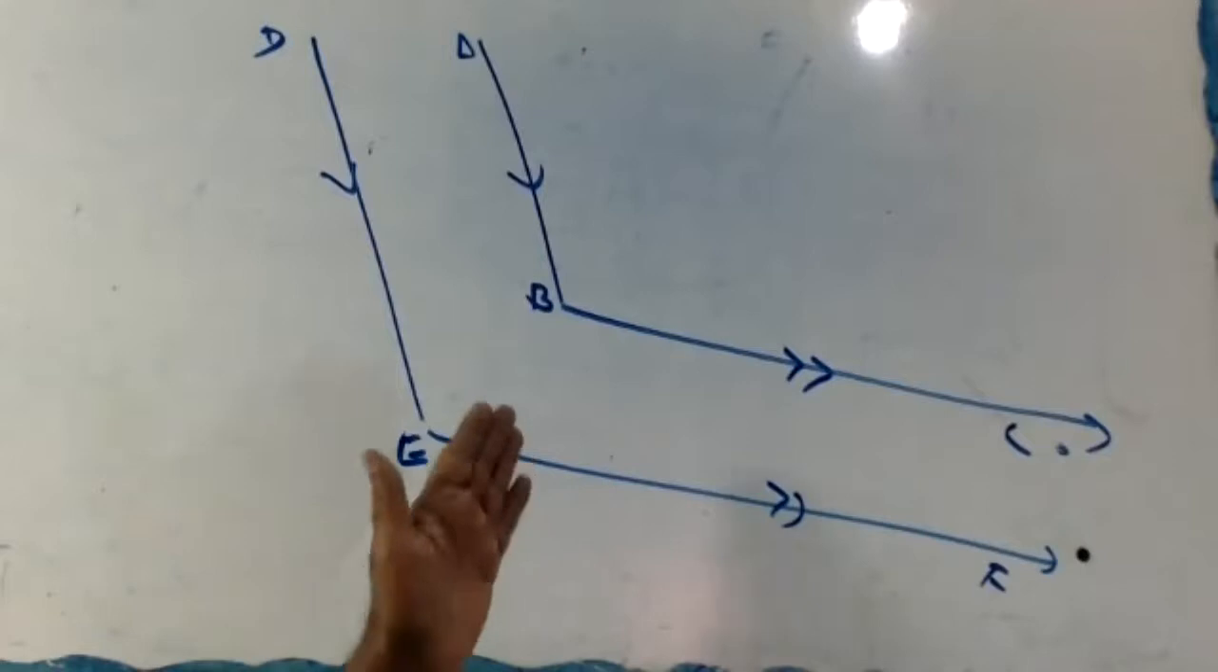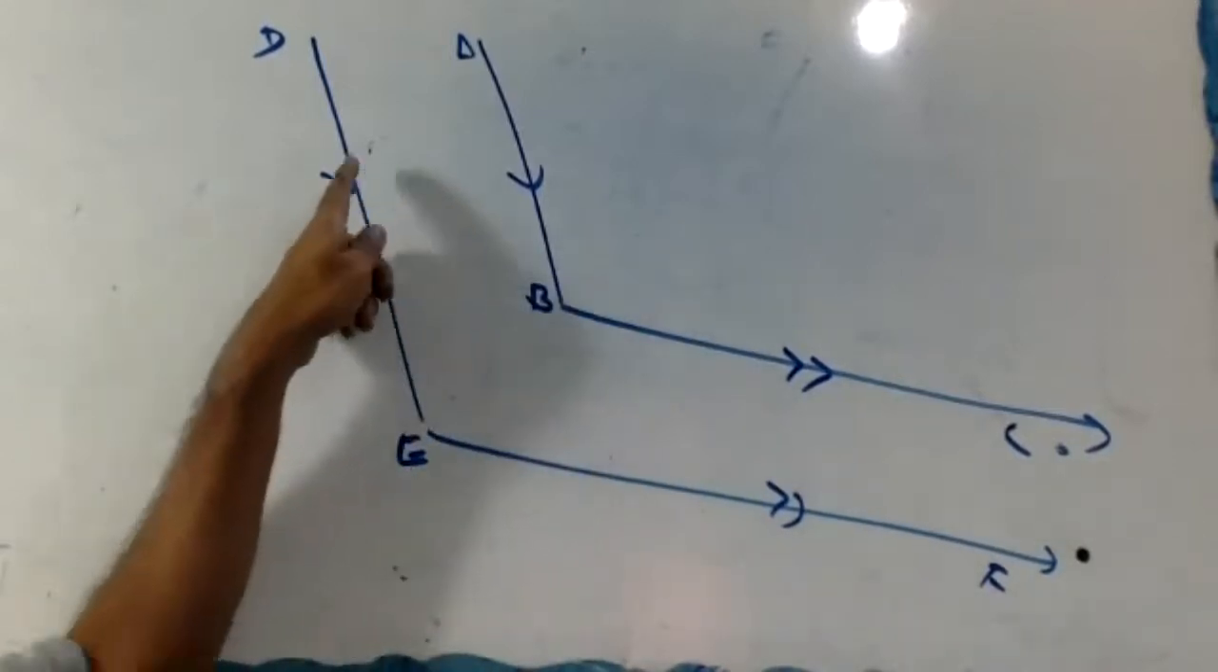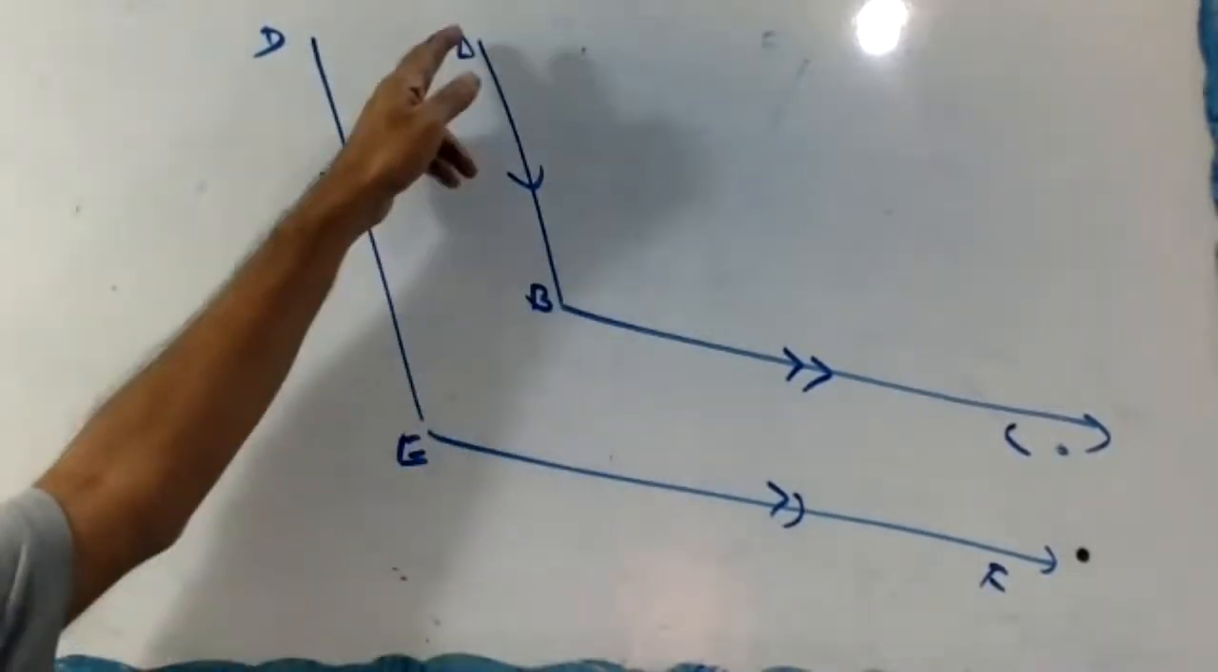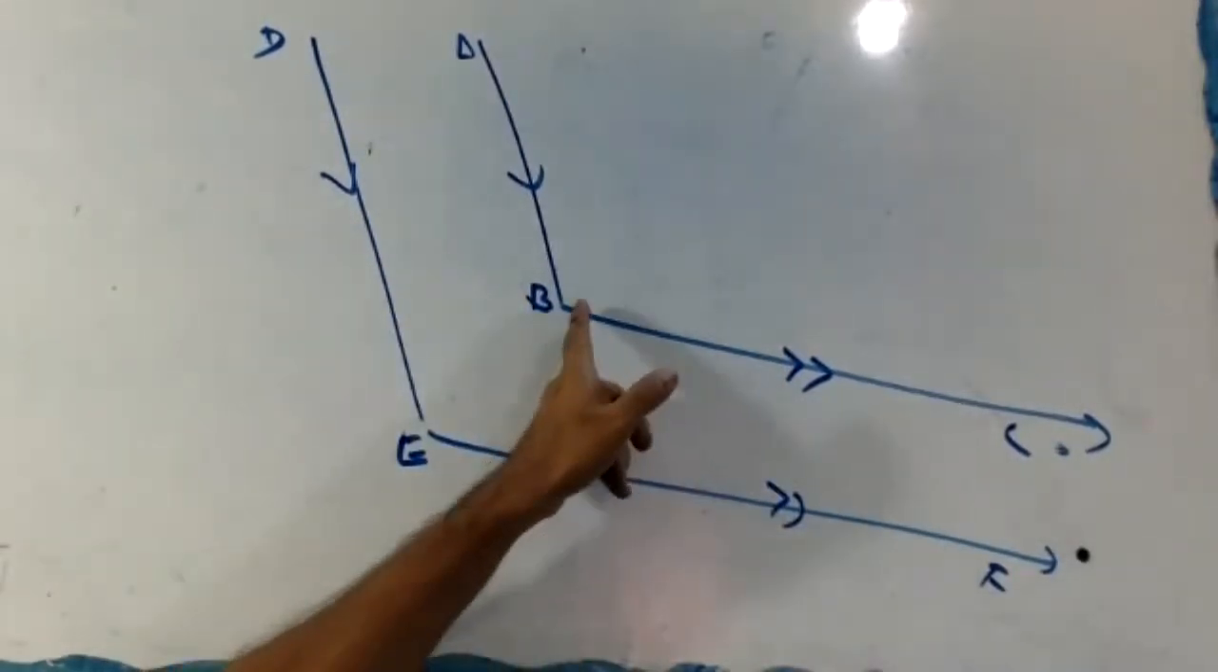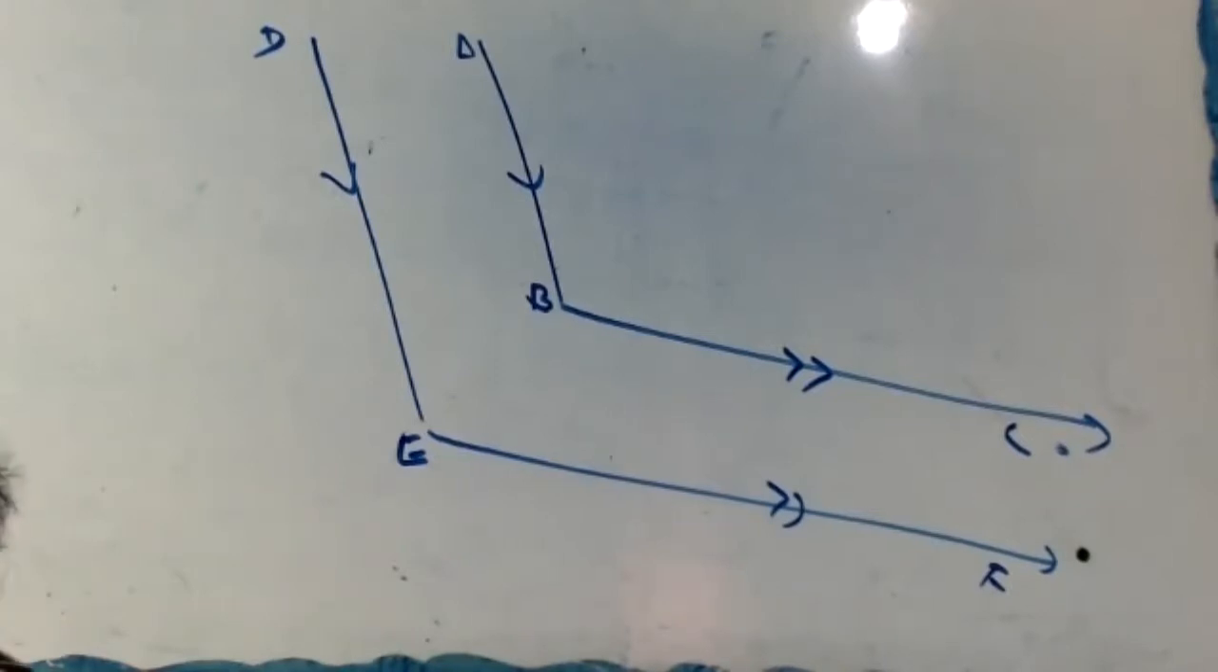Yeah, okay. So the figure is here. Everything is here. Look. DE is parallel to AB. BC is parallel to EF. Show that angle B is equal to angle E. That's only. Angle B equal to angle E.